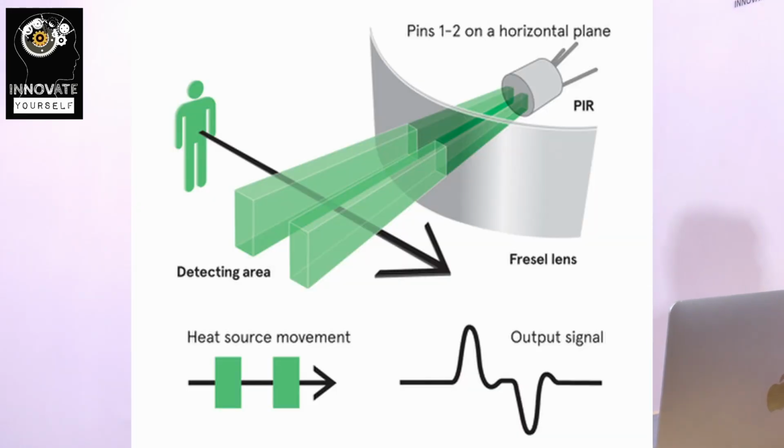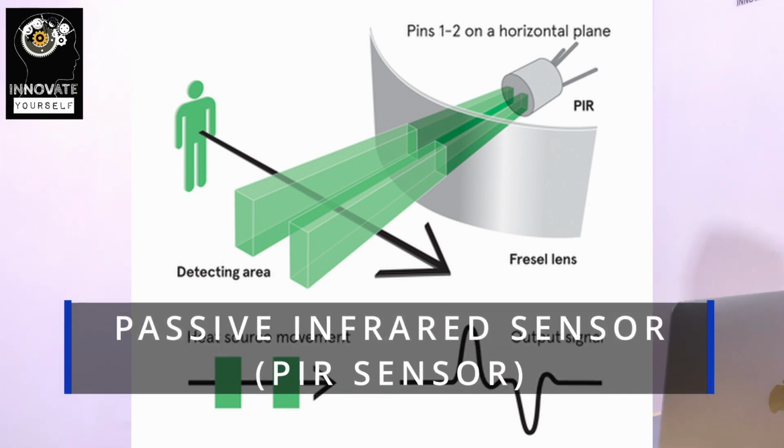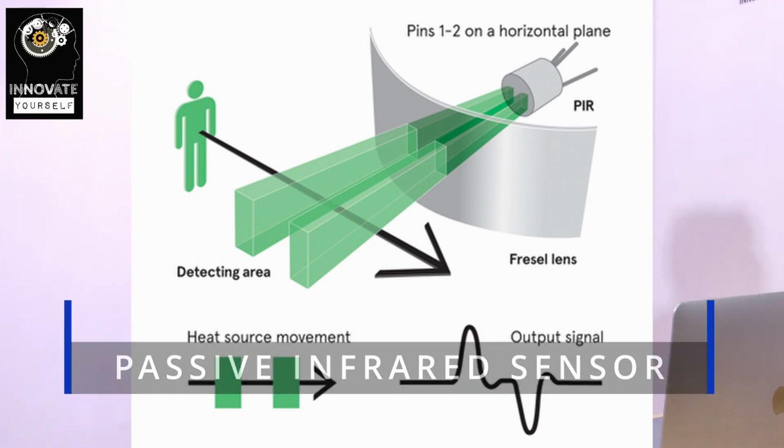For sensing the motion of a person, we are going to use a motion sensor, which is a PIR, that is, a passive infrared sensor. Now let's understand what a PIR is, how we will be using it, and what exactly the PIR is going to do to sense the motion of a person.